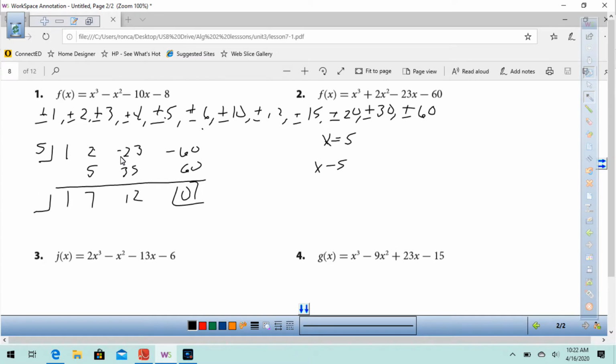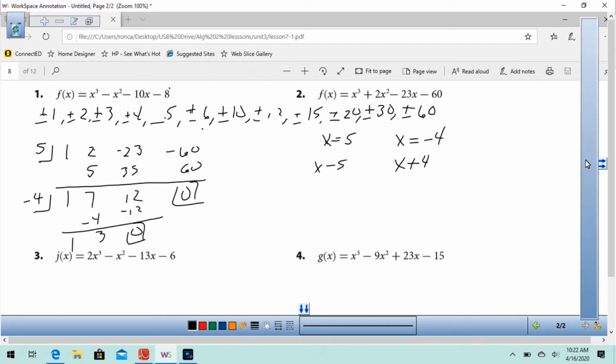Now I need to pick another. I've already used 5. Something that's going to give me 12. How about -4? Bring the 1 down, that's -4. Bring the 3 down, that's -12. And that gives me 0. So I got x equals -4, so x plus 4.